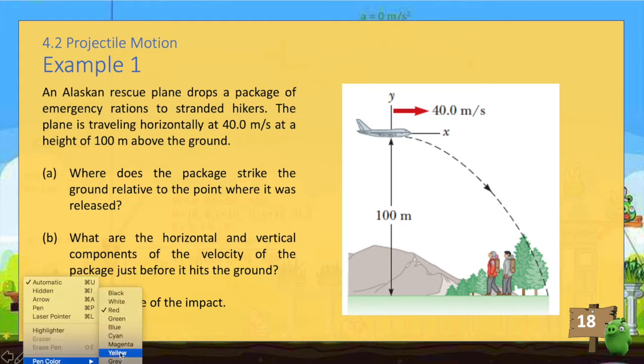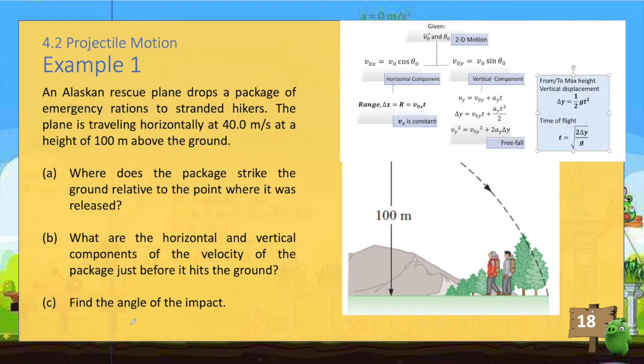In projectile motion, we always get these two components. The first one is the component along the x-axis, and the second one is the component along the y-axis. But according to the problem, the plane is traveling horizontally, that means we only have a component along the x-axis. We have zero velocity in the y-axis. Please remember that if your velocity is zero along the y-axis, that means it is at its maximum height.